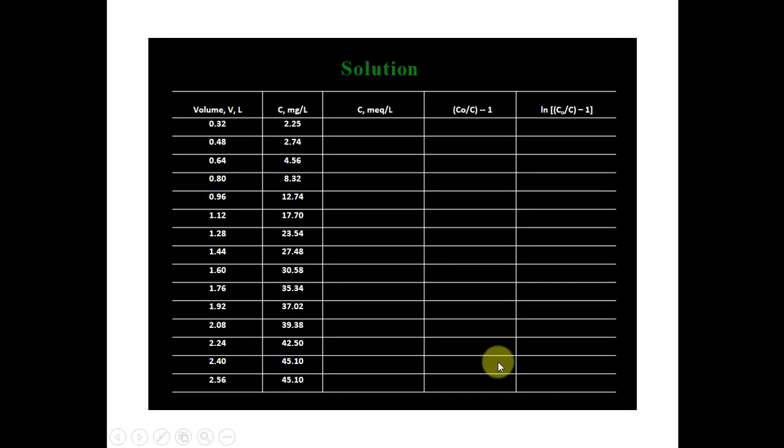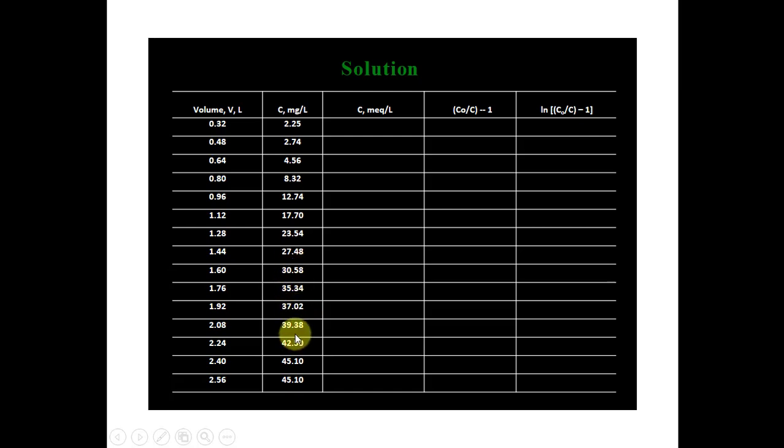So let's see. Here is the data provided from the lab experiment. We have the volume of solution passed through the column. For example, when the volume of solution was 0.32 liter, the final concentration was 2.25, from 49 to 2.25. When the volume increases, of course the concentration will increase because we are reaching the breakthrough point. Then, at 1.92, the concentration reaches 37.02 of the solute.